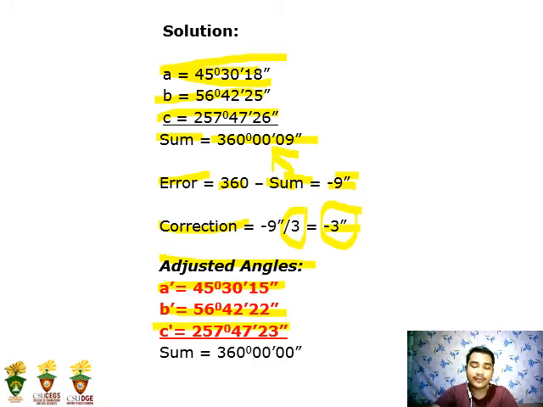To check that we are on the right process, or that what we did is correct, we get the sum of these three adjusted angles. When we add A prime, B prime, and C prime, it results in a sum of 360 degrees. Therefore, our method is correct.